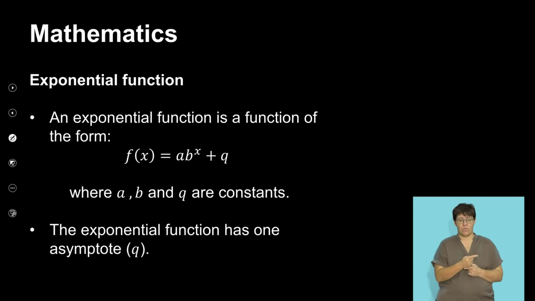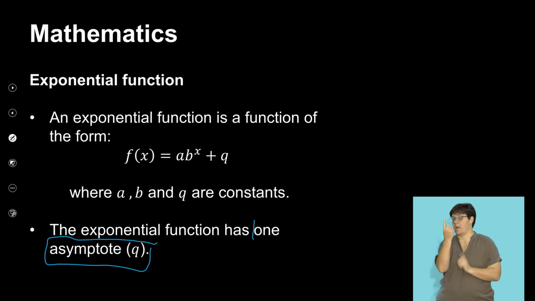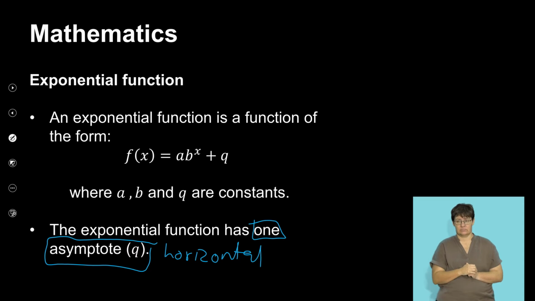Now, an exponential function is a function of the form f of x equals a times b to the exponent of x plus q, where a, b, and q are constants. The exponential function has one asymptote. If you remember correctly, whenever we look at a hyperbolic function, we say it has two asymptotes, but this one only has one, which is normally the horizontal asymptote, the q value.